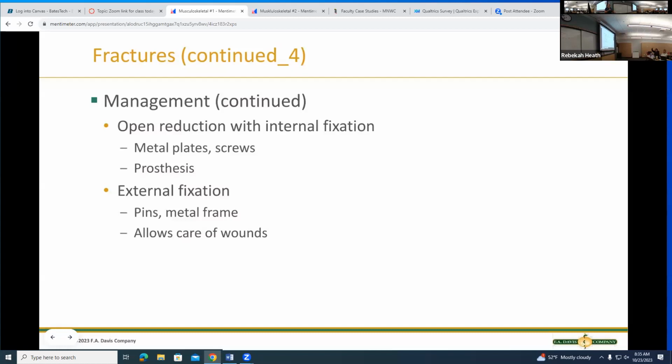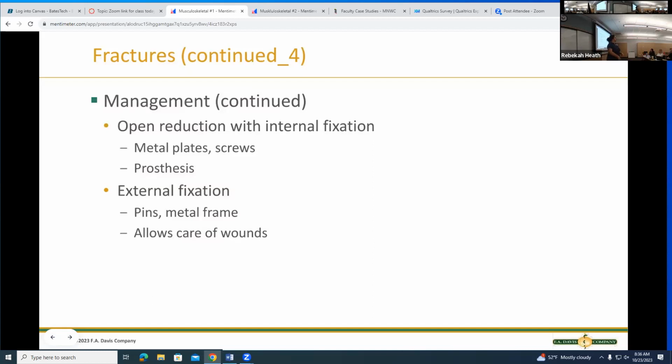Does that include like when they put pins in and stuff like that? Oh, we're gonna talk about that. Great segue. So open reduction. That's kind of like we said, open versus closed. Open means they actually need to go in and do surgery and cut an incision and fix those things together. So there's two types. There can be internal fixation or external fixation.